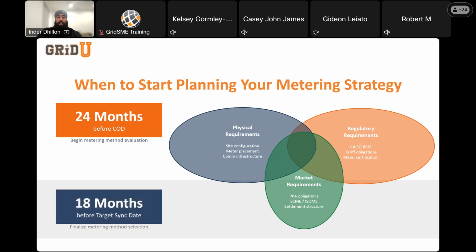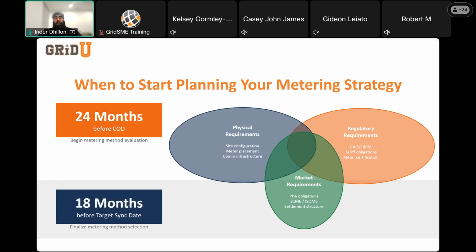And 18 months before your target sync date with CAISO, your metering method needs to be finalized. Not in draft, but finalized. And from that point, equipment lead times, CAISO certification, and SQMD plan development all need that decision locked.